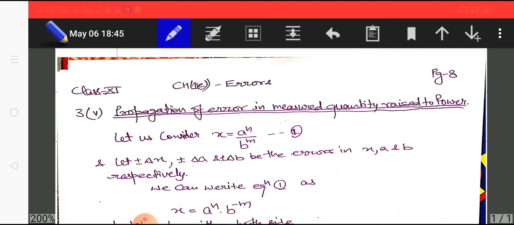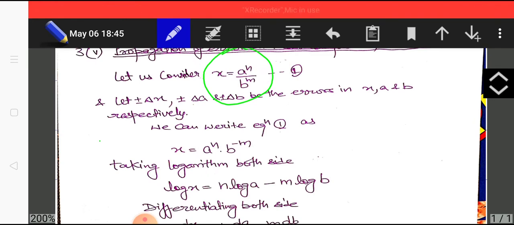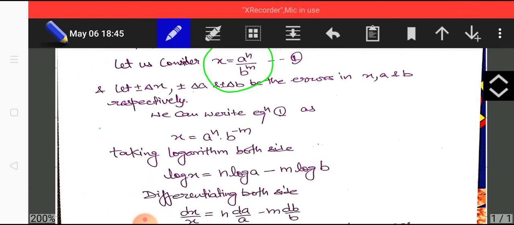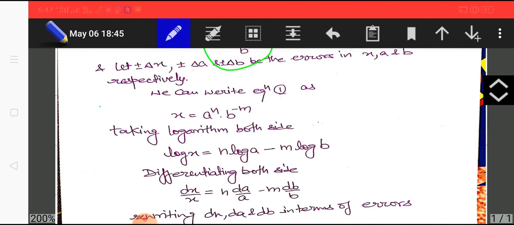As you can see we have taken an example, x is equal to a raised to power n divided by b raised to power m. Considering the equation in proper error limits, we can rewrite it as x is equal to a raised to power n into b raised to power minus m, and then taking logarithm both sides, log x is equal to n log a minus m log b.